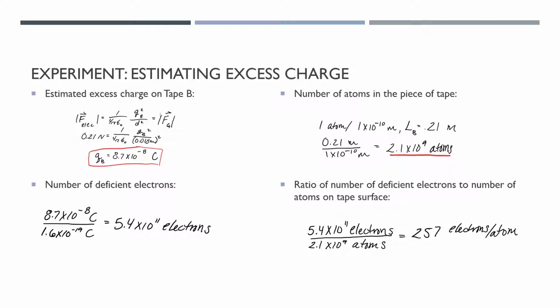The estimated excess charge on tape B using Coulomb's law and setting the electric force equal to the gravitational force came out to be 8.7 times 10 to the negative 8 coulombs. We were then able to calculate the number of deficient electrons, which came out to be 5.4 times 10 to the 11th electrons, the number of atoms on a piece of tape, which came out to be 2.1 times 10 to the 9 atoms, and then the ratio of the number of deficient electrons to the number of atoms on the tape surface, which came out to be 257 electrons to atoms.